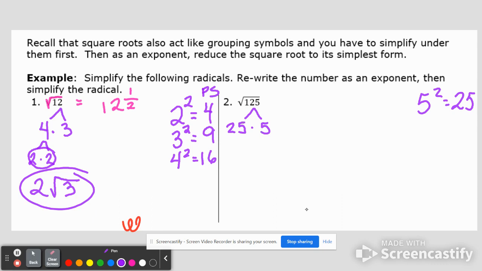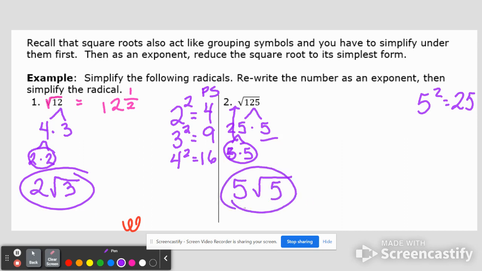So again, this is all still under the radical. So I'm taking the square root of 25. And the reason I get 5 is because 5 times 5 is 25. So what's going to happen is the 5 is going to leave that pair. Only one 5 makes it out. And then what I had left was that other 5. So that was 5 squared of 5.